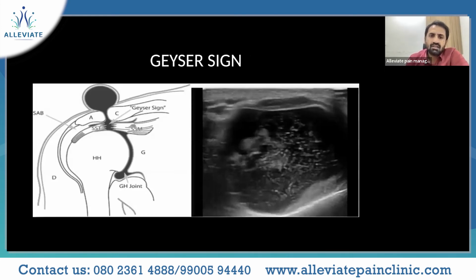There's something called Geyser's sign, wherein you can find a sort of swelling, a pseudo tumor sort of thing, which can be present near the AC joint. That happens because there's a complete rupture of your supraspinatus, and the glenohumeral joint effusion comes out via the bursa into the joint. That forms the tumor.